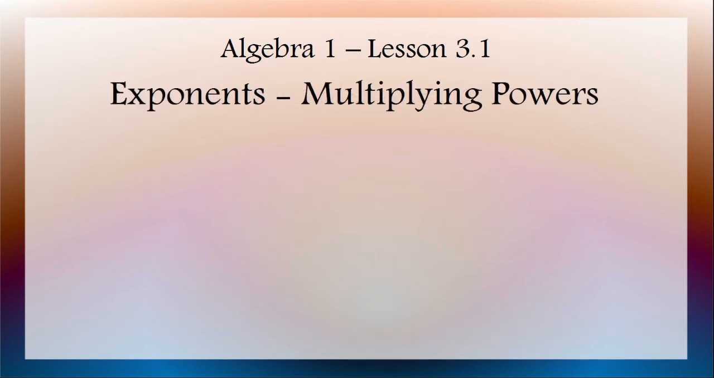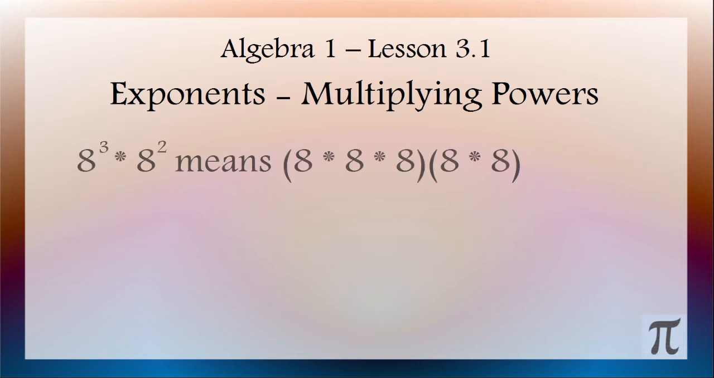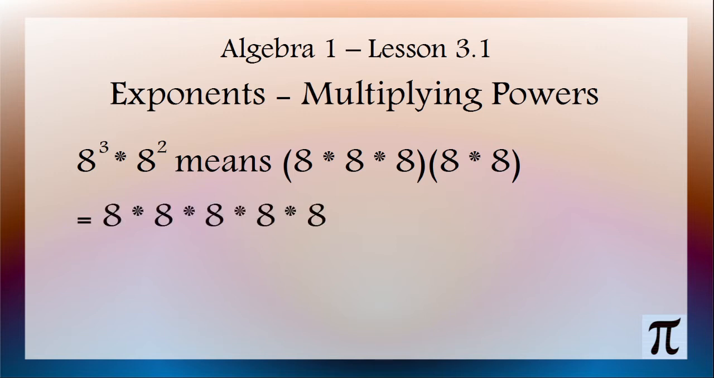Today we'll be covering multiplying powers. So for example, 8 cubed times 8 squared means 8 times 8 times 8 times 8 times 8, or just 5 eights in a row, or 8 to the 5th power. If you look at the exponents that we started with, 2 and 3, they're added together to create the exponent that we ended with.